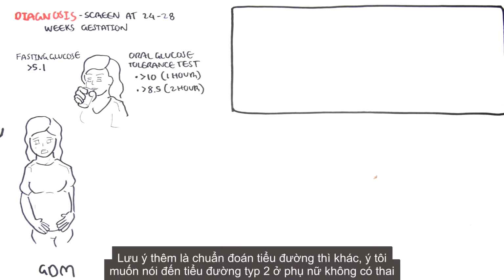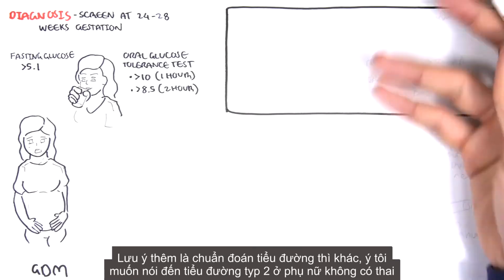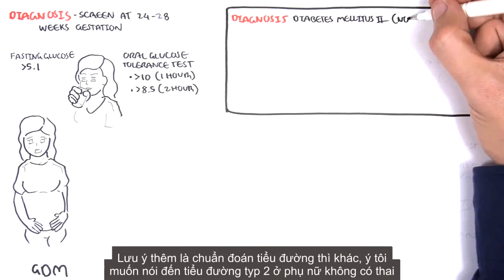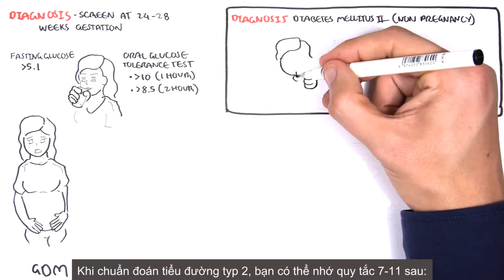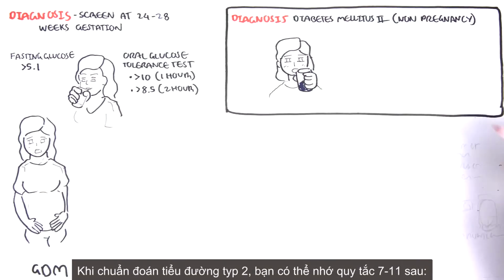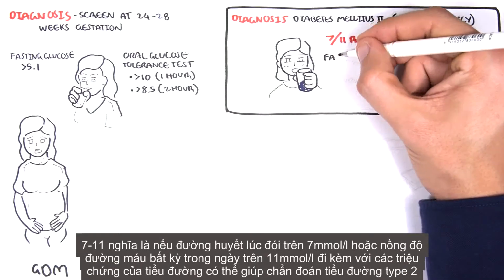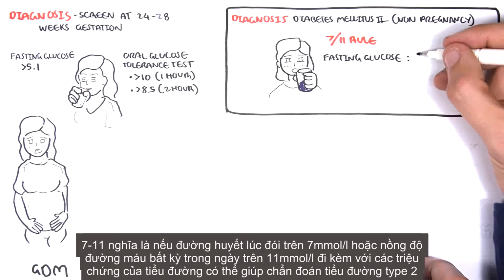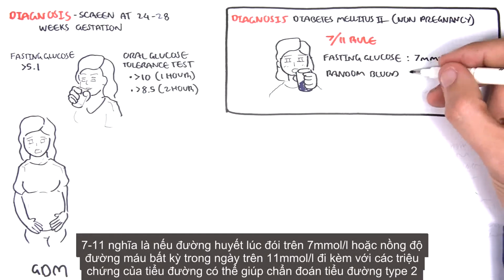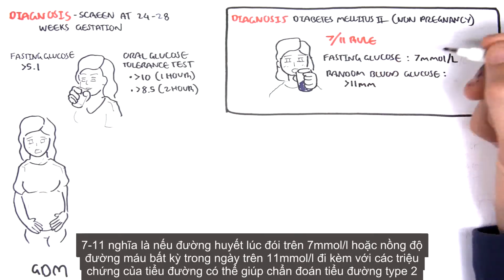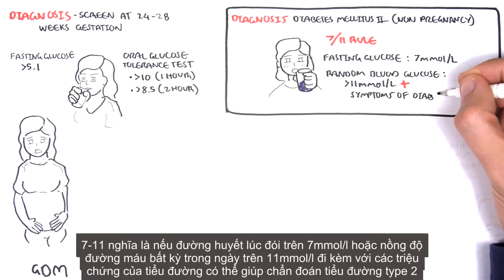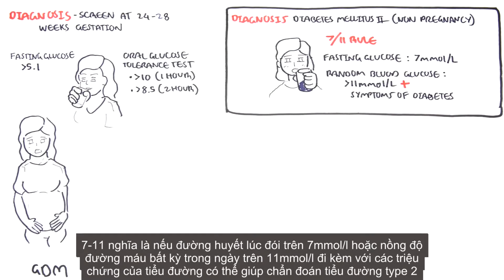On a side note, diagnosing diabetes is different. What I mean is diagnosing diabetes type 2 in non-pregnant women. You can think of diagnosing diabetes type 2 as the 7-11 rule, meaning a fasting glucose greater than 7 millimoles per liter or a random blood glucose greater than 11 millimoles per liter with symptoms of diabetes can help with the diagnosis of diabetes type 2.